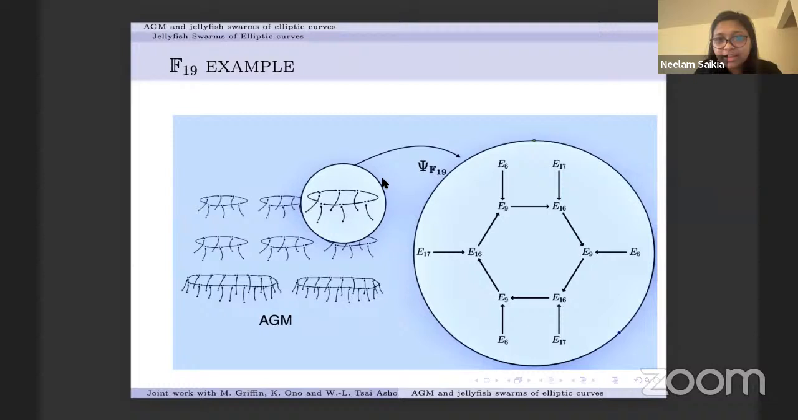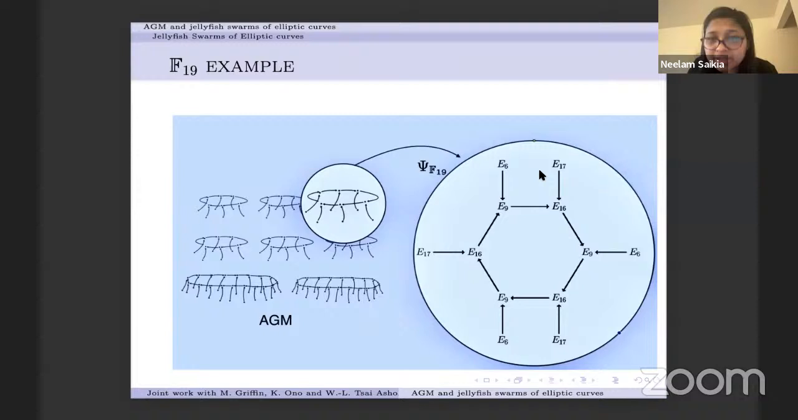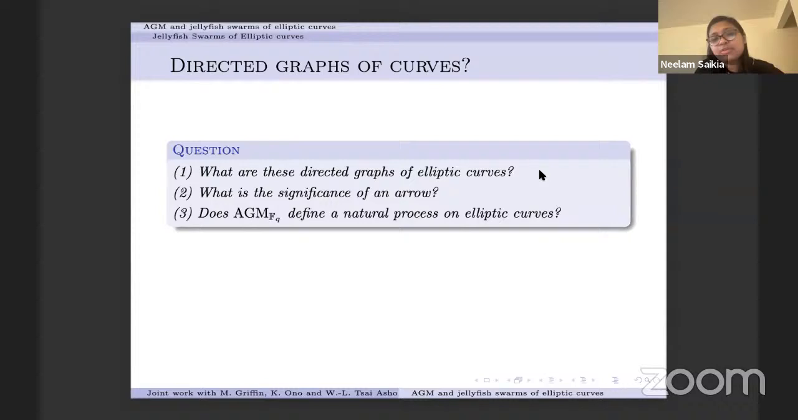Okay, so do we have a connection between E7 and E16? What is the significance of these maps? Are they just the image of psi, or do they have some significant meaning in terms of elliptic curves? These are the questions that we would like to study in our work.